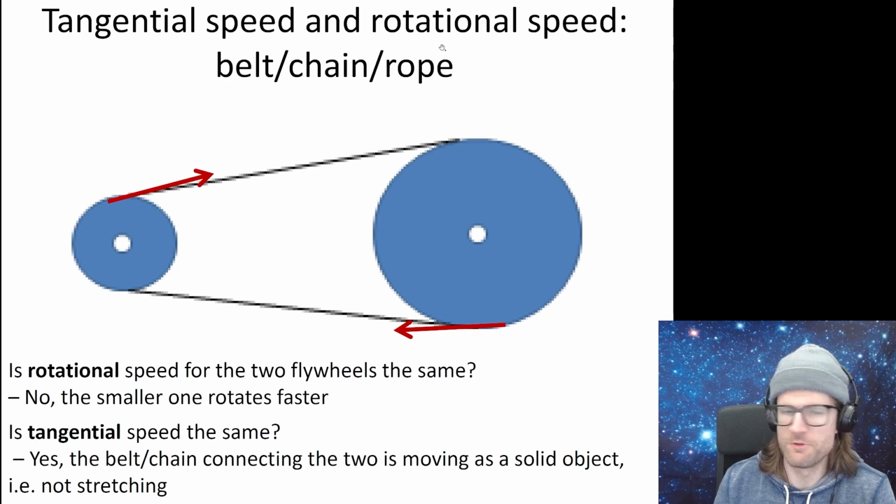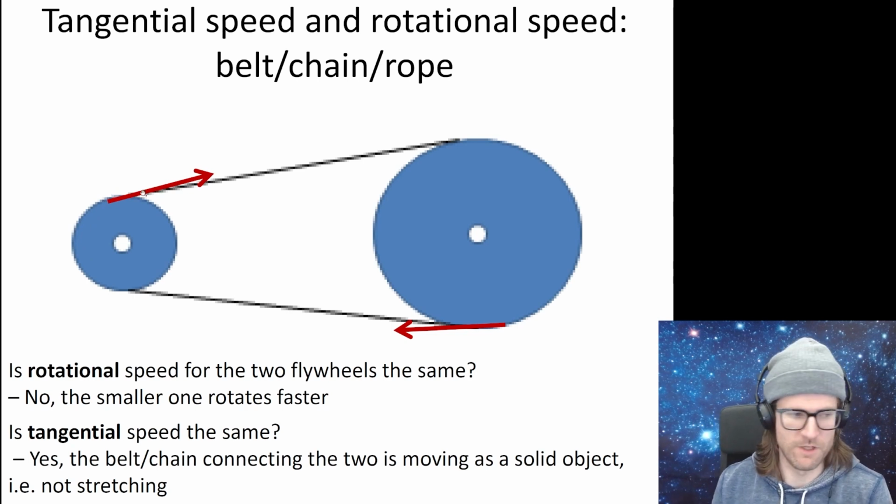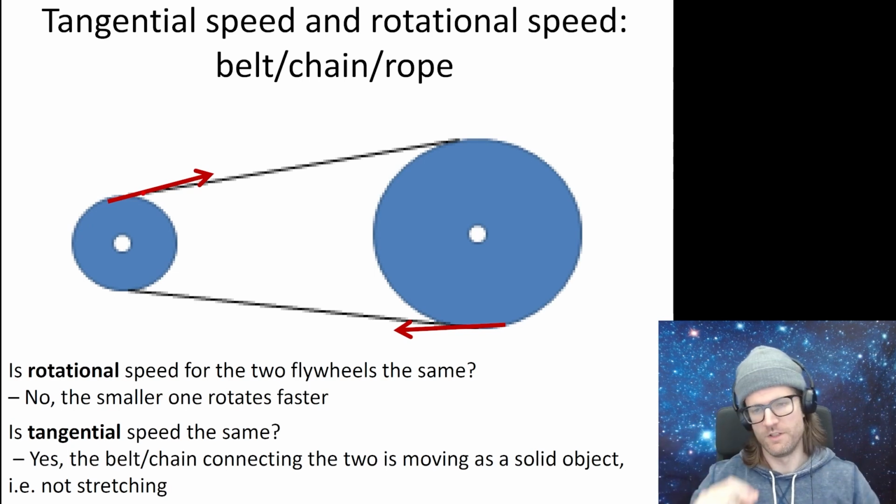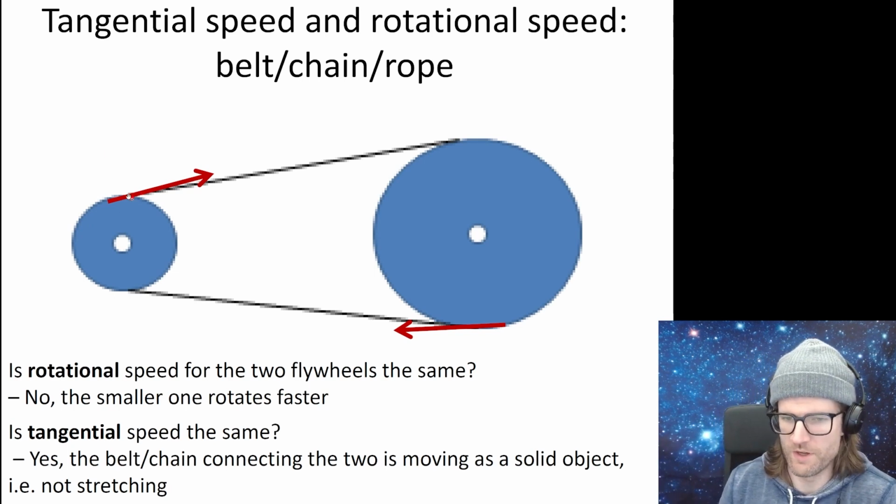Okay, tangential speed versus rotational speed. If these are two gears or circular things connected by a belt or a chain, then the outside of this one and the outside of this one will be moving at the same tangential speed. The rotational speeds will be different, but the outside of the circles will have the same tangential speed. That's what a chain or a belt does: it makes sure the outside of the two circles or gears or whatever they are have the same tangential speed.